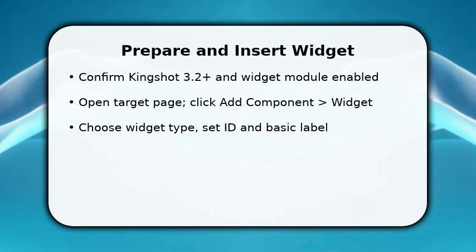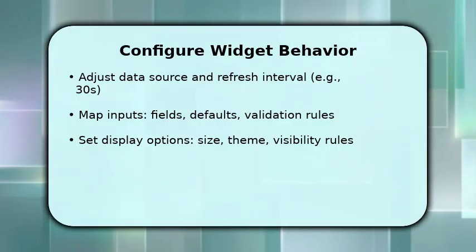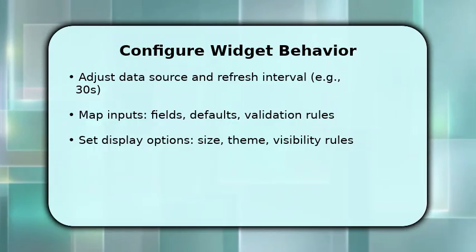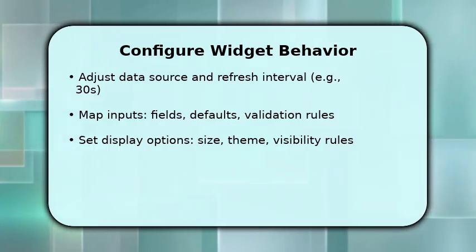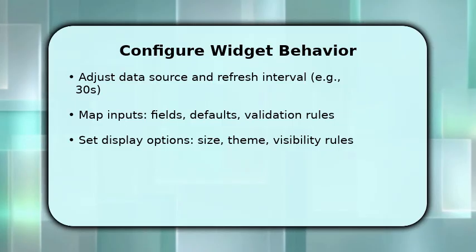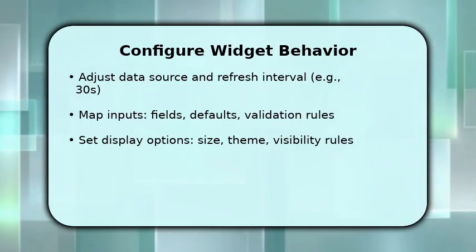Once the widget placeholder exists, you configure behavior by selecting the data source and a sensible refresh interval, for example 30 seconds, to balance freshness and load. Then map inputs, bind fields, set defaults, and add validation rules so user input stays clean.